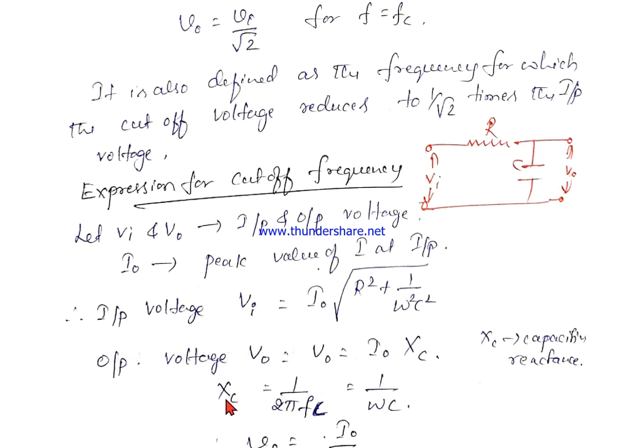So the output voltage will be equal to, same thing by using Ohm's law, resistance multiplied by current in this case. Here we are measuring the output voltage across the capacitor, so we have to take the capacitive reactance, which should be multiplied by the peak current. Xc is the capacitive reactance, so the value of Xc is equal to 1 over omega C, where omega is equal to 2 pi fc. So the output voltage will be equal to I0 divided by omega C.